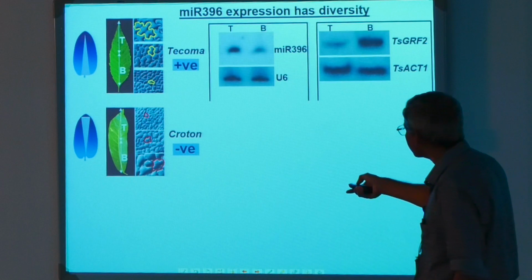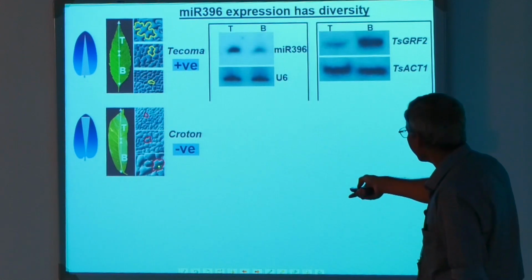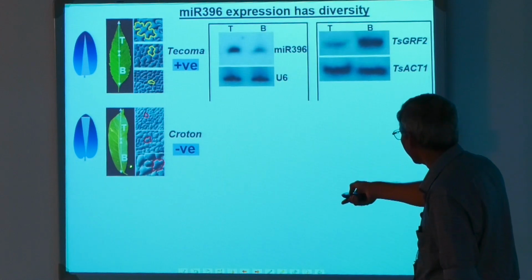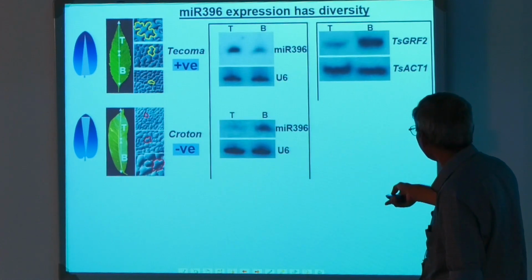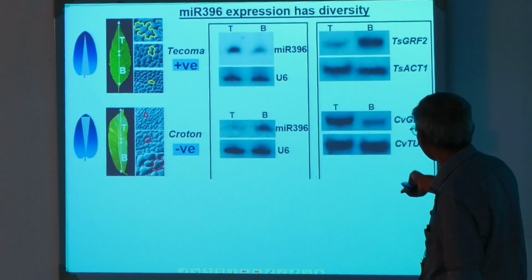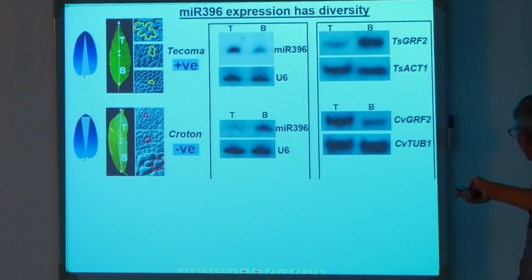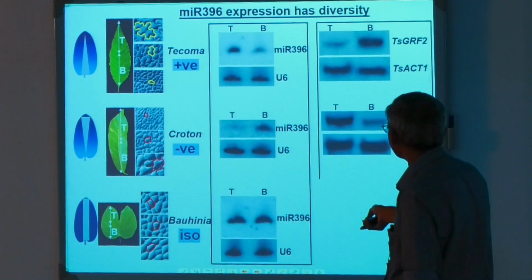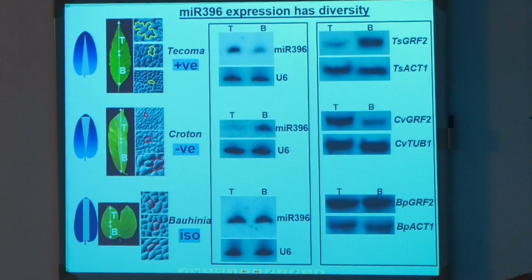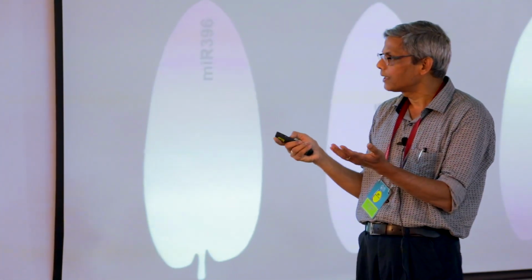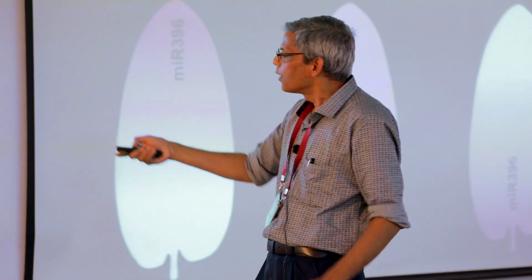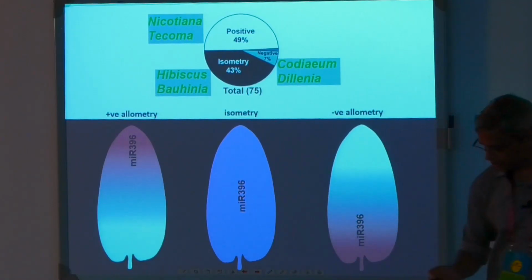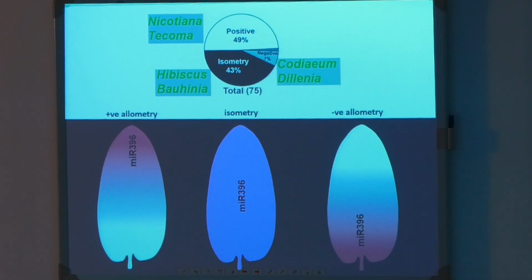In this particular species which grows with negative allometry, that is maturity is here and immaturity is here, the expectation is there will be more microRNA here than here, which is opposite of this one. This is what you see, more at the base and less at the tip. And the target has the opposite correlation, and here there is no polarity at all. So if you cut into two, tip and base, there is equal distribution, and the target also is equally distributed. So if you put all this together, what you see is there is a tiny molecule which is unequally distributed in different species and giving rise to different diversity in growth polarity.